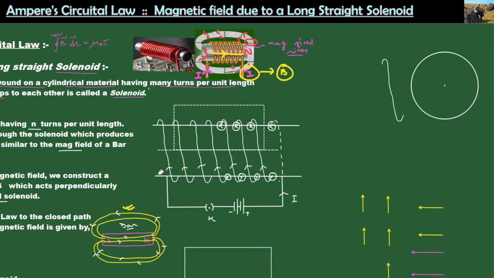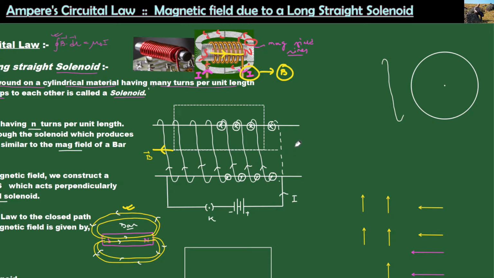And keep in mind that the direction of your magnetic field is in this direction. Let me indicate this by this yellow color. This will be the direction of your magnetic field, so this will be the direction of B.